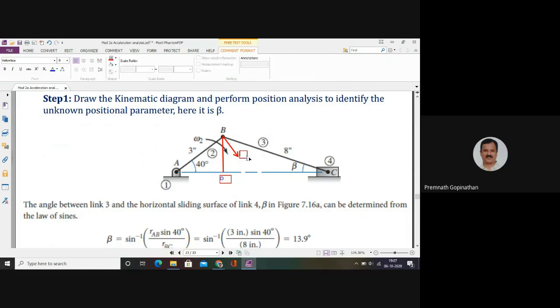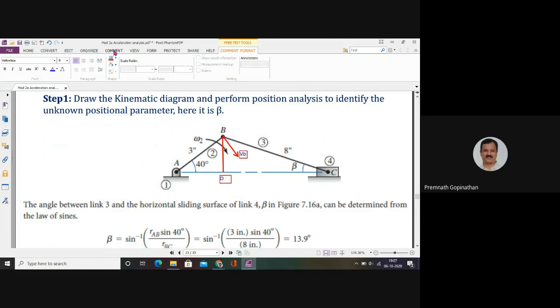Okay, so that is VB. Now, you can also identify the orientation, or the direction of the line of action, of the velocity of point C with respect to B.